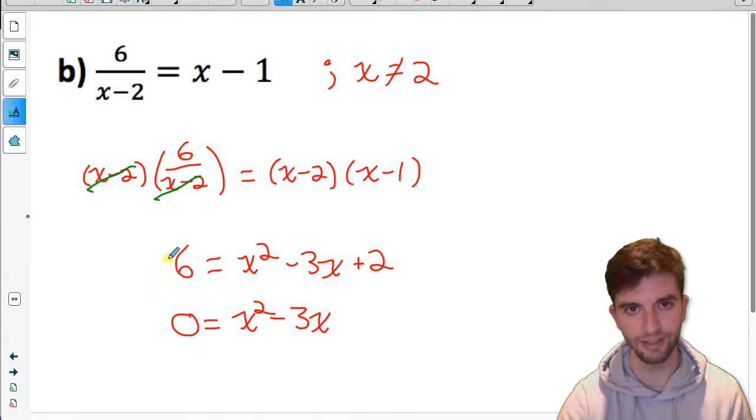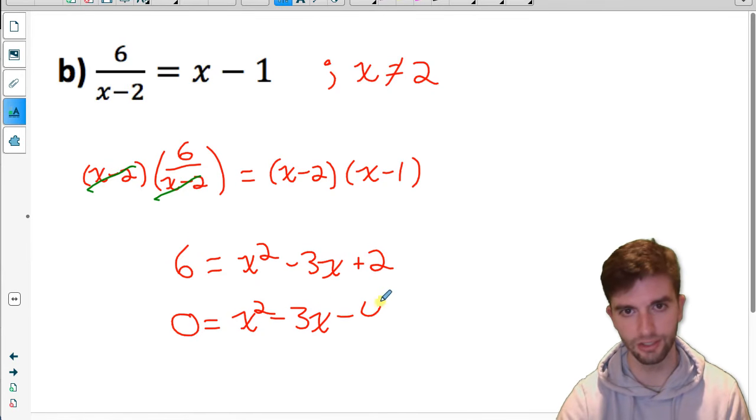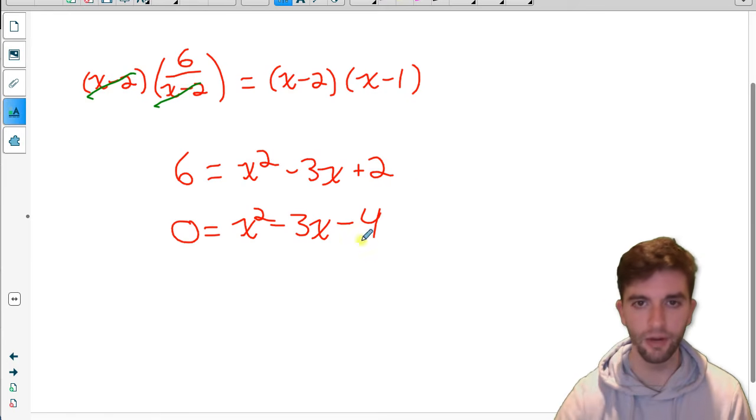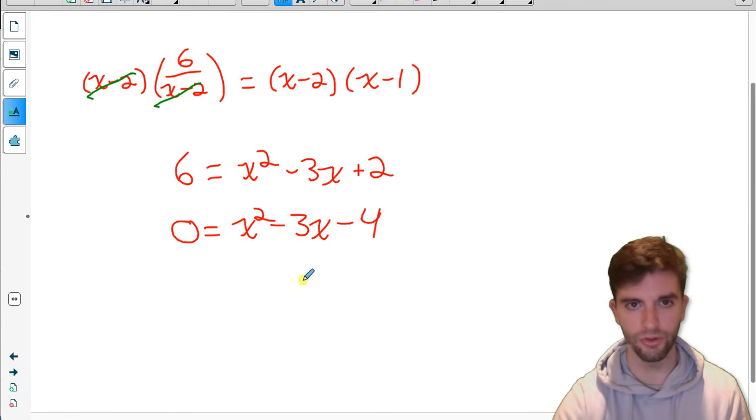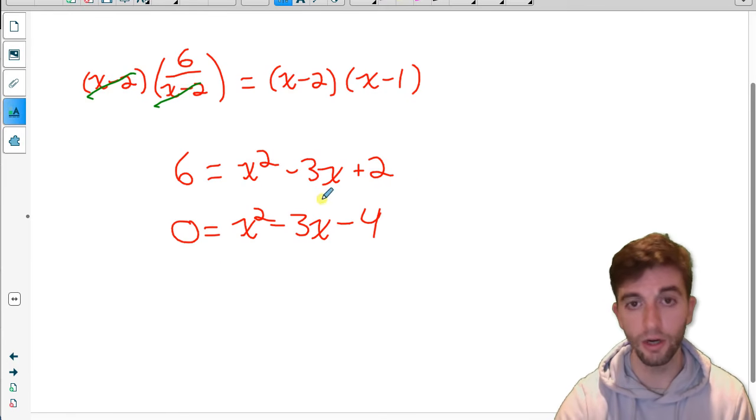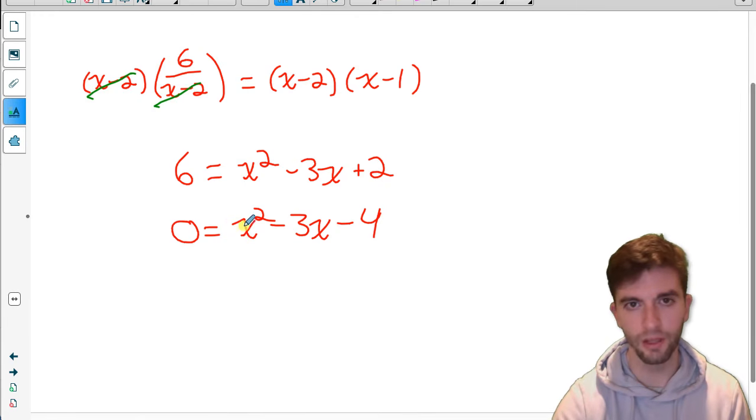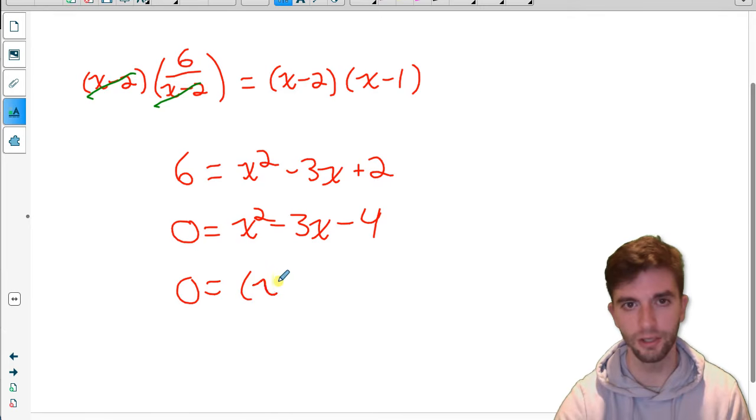So I'll subtract that 6 to the other side. 2 minus 6 is negative 4. And now this quadratic, we could solve it either using quadratic formula, or factoring is a lot quicker. The a value is 1, so I can just find numbers that multiply to c and add to b. So a product of negative 4 and a sum of negative 3 would be the numbers negative 4 and 1. So this factors to x minus 4 times x plus 1.